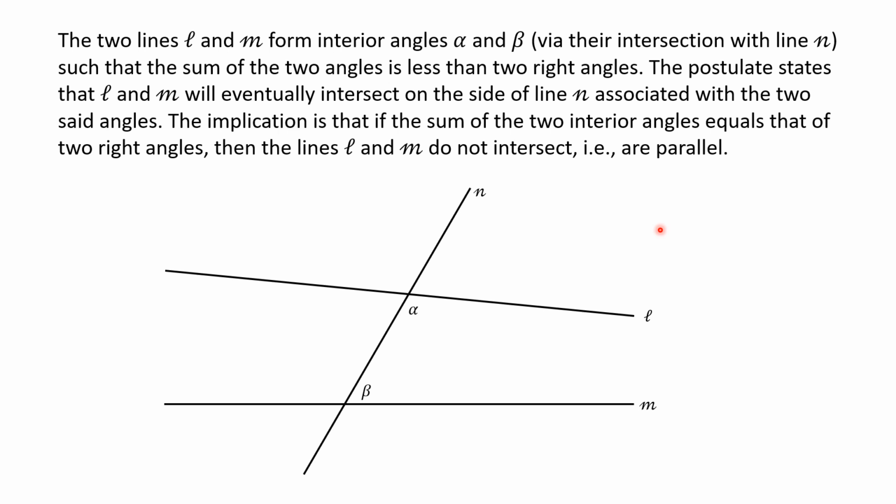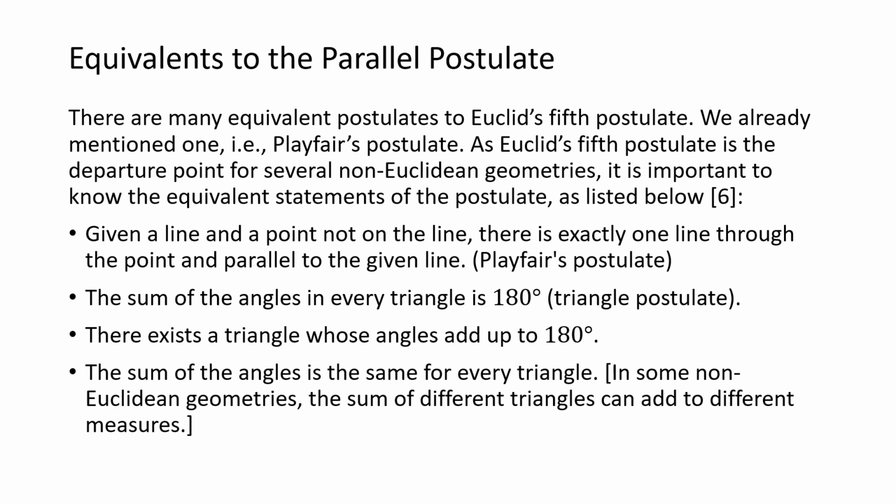What we'll do for hyperbolic and elliptic geometry is actually negate that postulate and then fill in something in its place. And from there we'll get an axiomatic definition of these alternate geometries. In the next few slides, I want to talk about the equivalent statements to Euclid's fifth postulate. We already saw one, called Playfair's postulate: given a line and a point not on the line, there's exactly one line through the point and parallel to the given line. That's often used as a substitute for the fifth postulate because it's easy to understand.